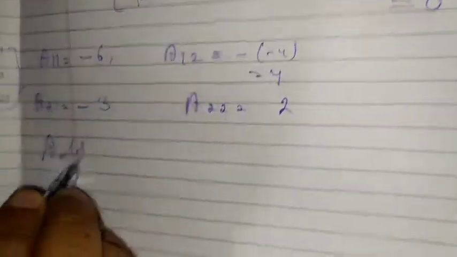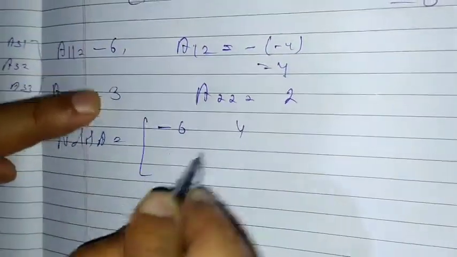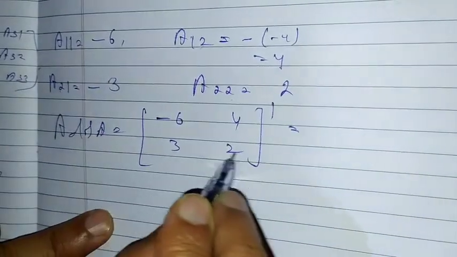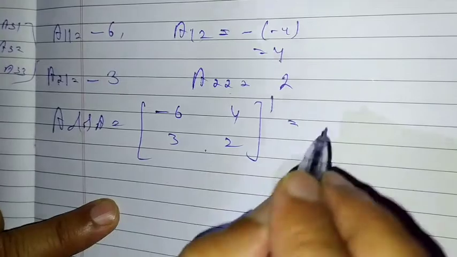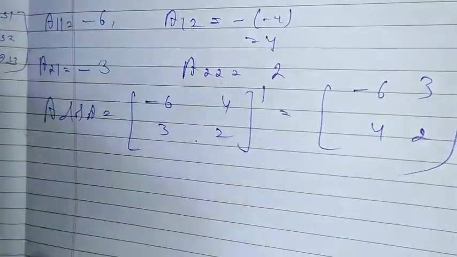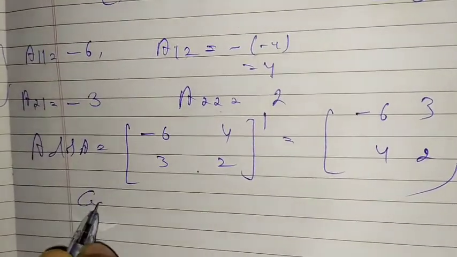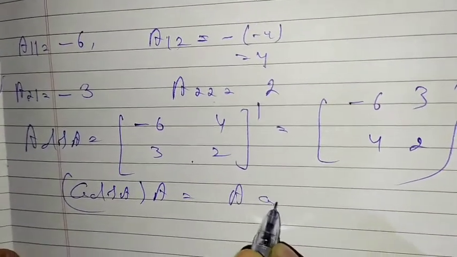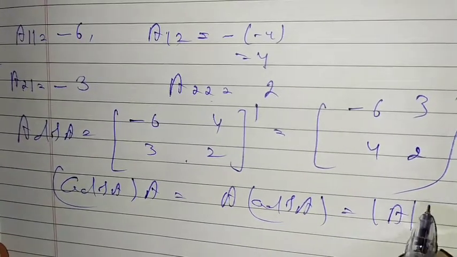Adjoint of A: minus 6, 4, 3, 2. Transpose of this matrix obtained by cofactors: minus 6, 4, 3 and 2. We have to prove now that adjoint of A into A equals A into adjoint of A equals determinant of A into identity.